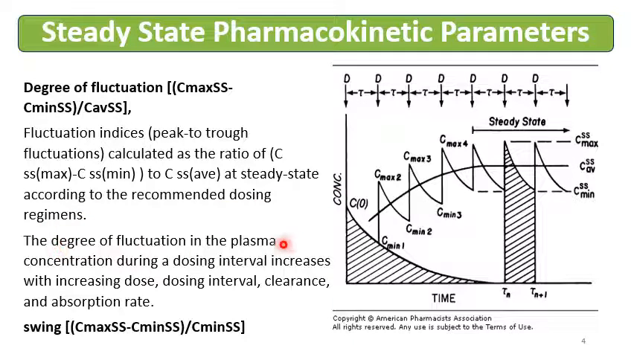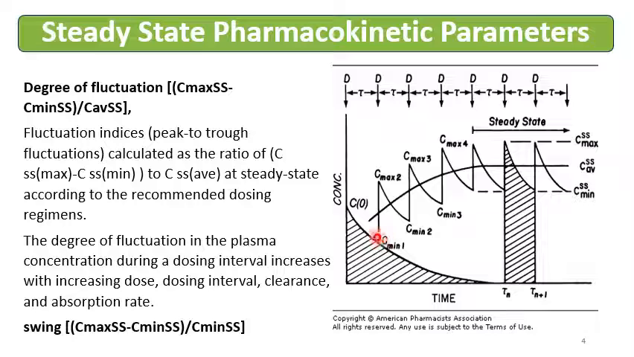The degree of fluctuation in the plasma concentration during the dosing interval increases with increasing dosing interval, clearance, and the absorption rate. So this is very common that the fluctuation will be more when there is a change in the concentration during dosing interval. If the dosing interval increases, or with the increasing dose or dosing interval, then if there is a change in the clearance and the absorption rate, that time the fluctuation will be more.